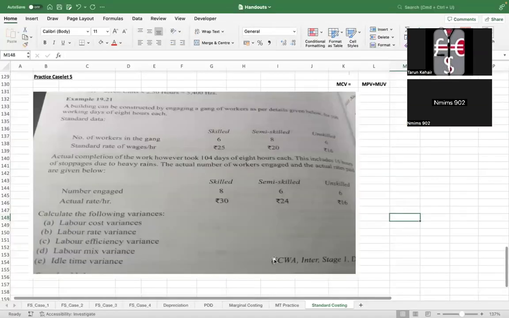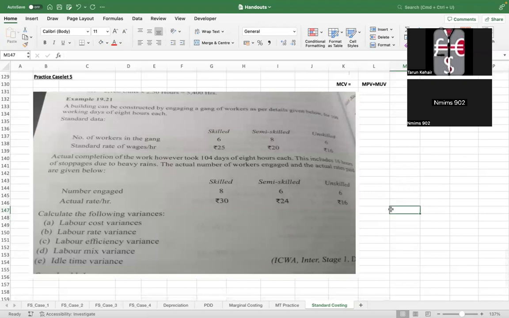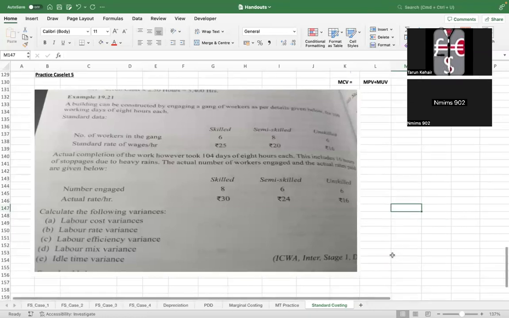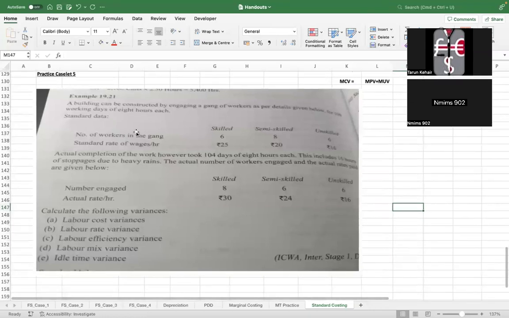Yeah, so this is the one. Okay, so this is using the labor variances, or arriving at the labor variances. So this is the data I think everybody has gone through. यहाँ पे देखो what is given.